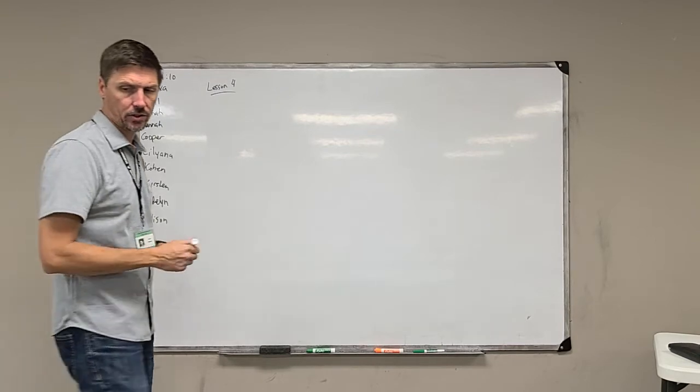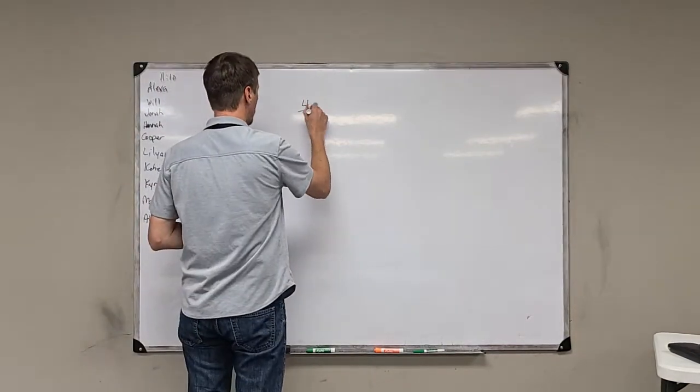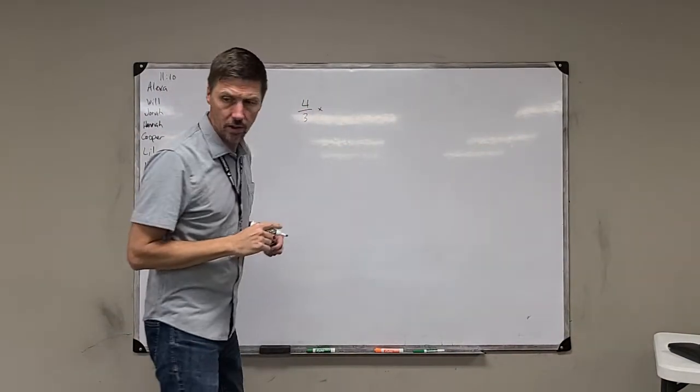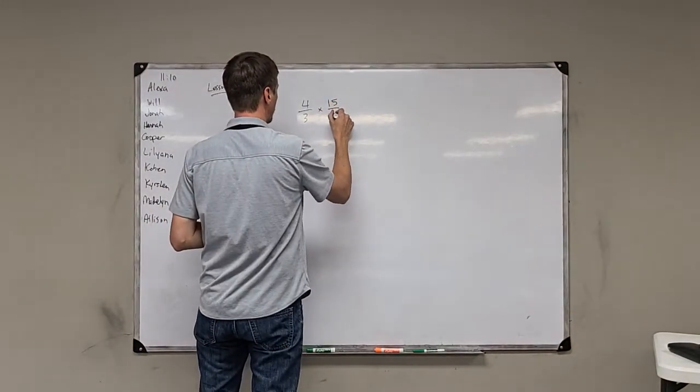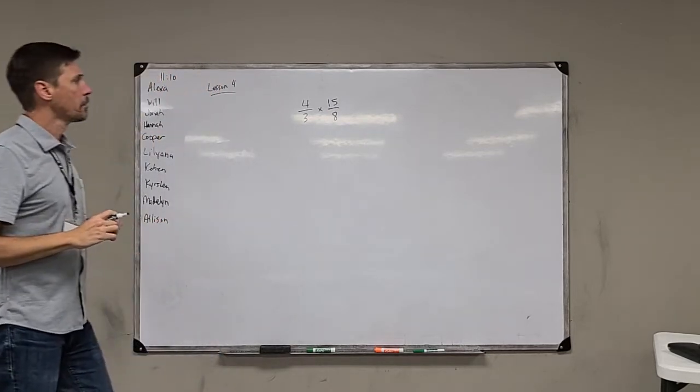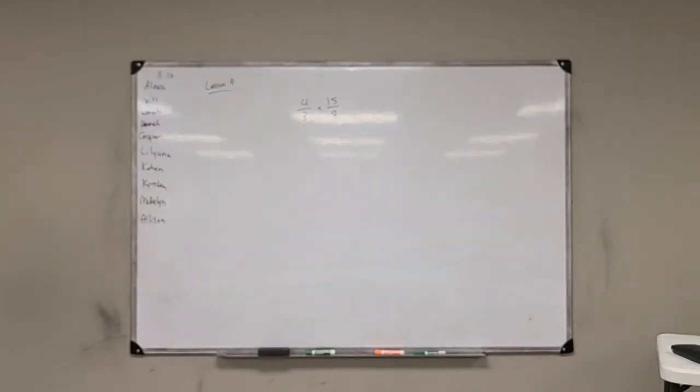And so you shouldn't really have any problem understanding the concept with number lines. This is something I want to make sure that you get, because some people are still kind of fuzzy on this. So if we have a fraction like this, 4/3 times 15/8. How am I going to do that problem?